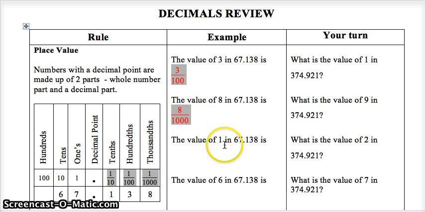Now, the value of the 1 in 67.138. Again, we've got the tens, the units, the decimal point, and the 1 is in that first column after the decimal point, and that's the tenths column. So the value of the 1 is 1/10. Now, looking at this last question here, the value of the 6. Now that's in the tens column. So it's worth 6 lots of 10, which is 60. Remember the number is 67.138. So the value of the 6 is 60. So they're my examples there. Just pause the video and why don't you try these questions over here where it says your turn.